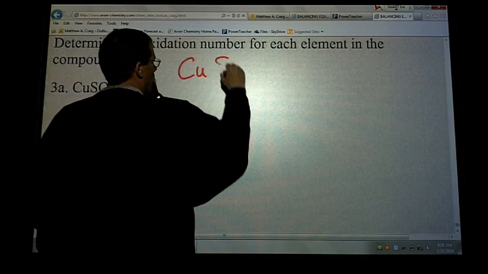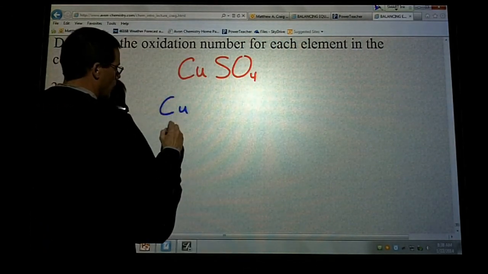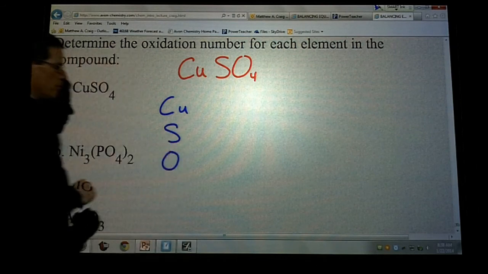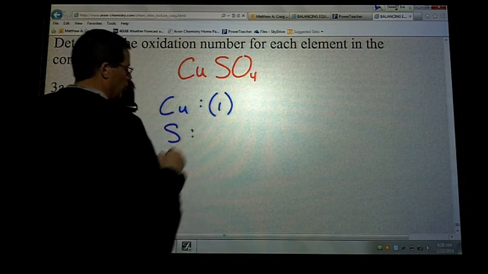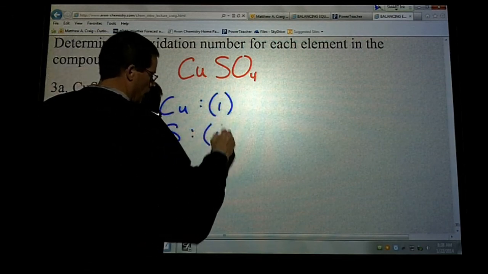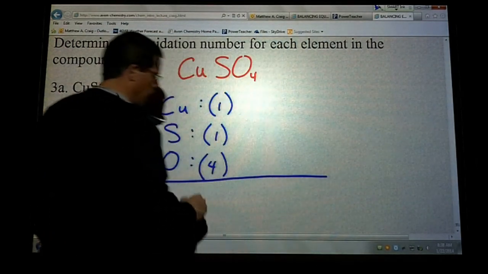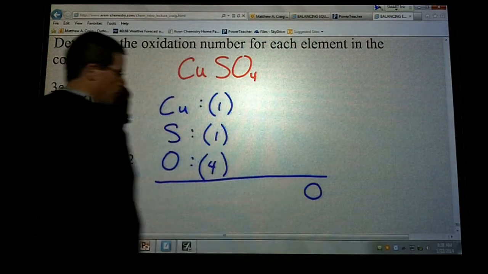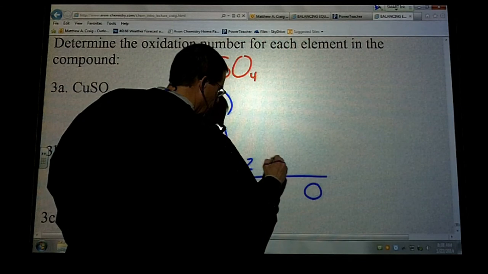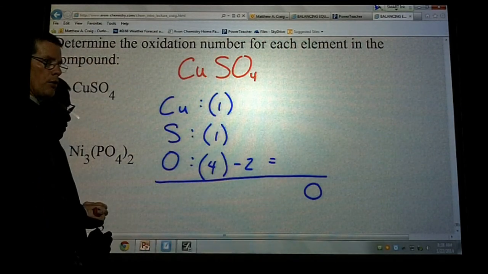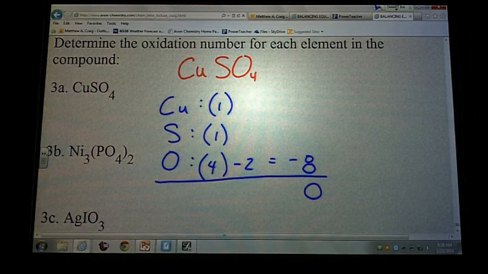So we have CuSO4. Okay, so let's line them up. We have copper, we have sulfur, and we have oxygen. How many coppers do we have? 1. How many sulfurs do we have? 1. How many oxygen? 4. And we know that all those have to add up to 0. What's the charge on oxygen? Minus 2, negative 2. So all the oxygens exhibit what charge? Negative 8.